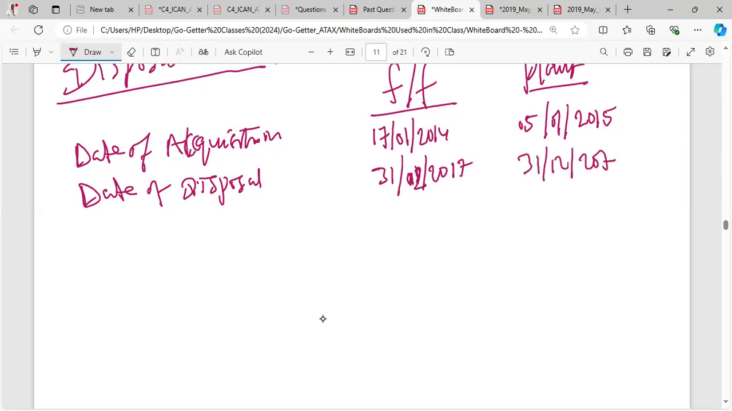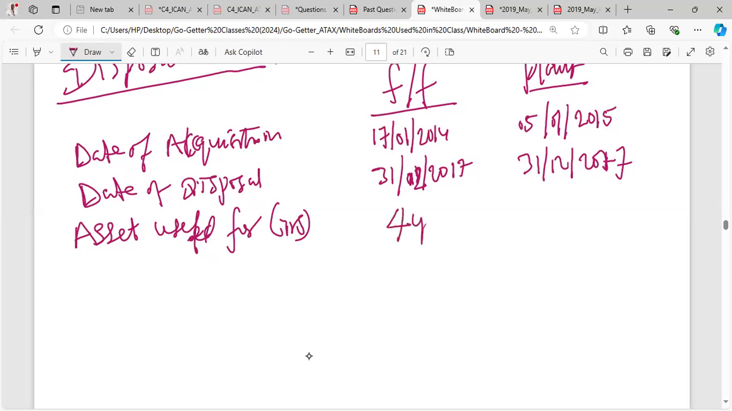December 2017. Assets used for years. Use it in 2014, 2015, 2016, and in 2017. So we use it for 4 years. And the other one is used in 2015, 2016, 2017. 3 years.